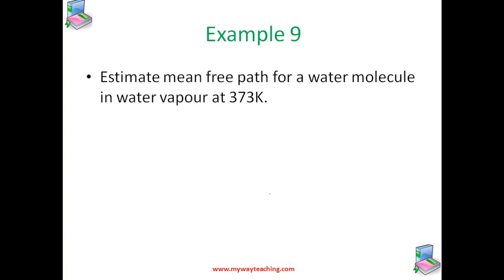now let us take a simple problem. Estimate the mean free path for a water molecule in water vapor at 373 Kelvin. Mean free path is nothing but the average distance between two successive collisions. So the d for water vapor is the same as that of air, that is, the diameter. The number density is inversely proportional to absolute temperature. So we can write n = 2.7 × 10^25 × 273/373, which is equal to 2 × 10^25 per meter cube.